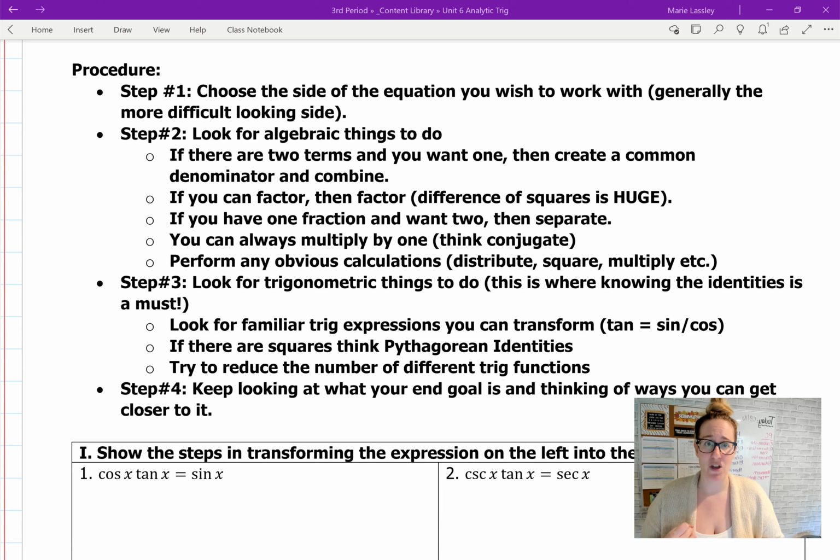Sometimes you might find that you have a fraction, but you want it to be separate. So you have to, again, use fraction rules. That helps sometimes, and we might get to a couple on here where that might be helpful. Today's is kind of easy. We don't have any where we would have one fraction we want to split. We'll do that in upcoming days. But remember, these are your algebra skills that if you get stuck, these are things to look for. Step 3 is to look for trigonometric things to do.